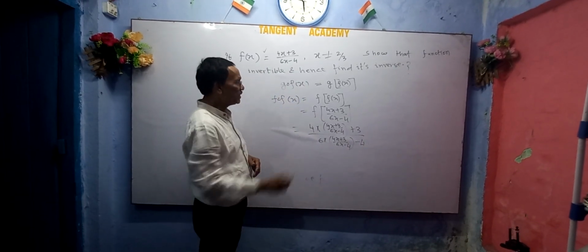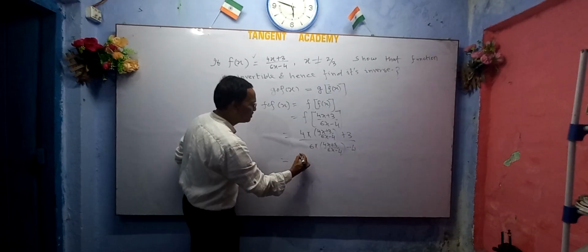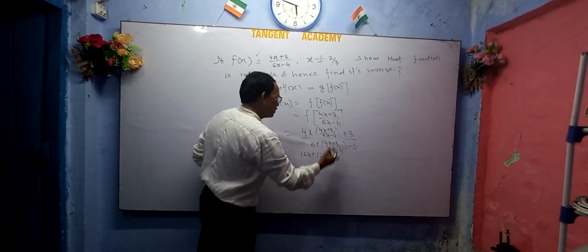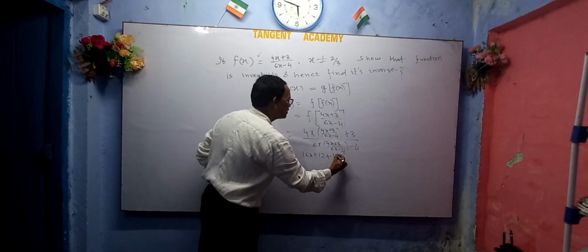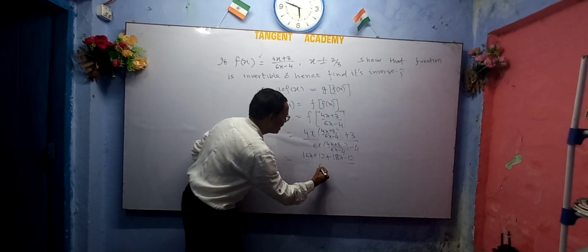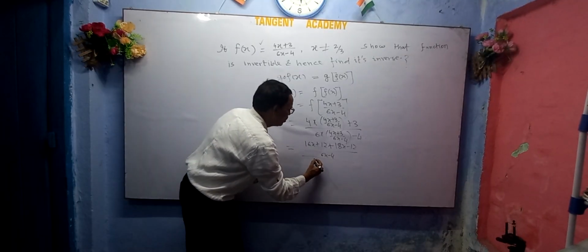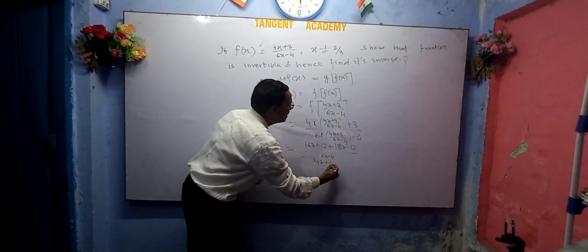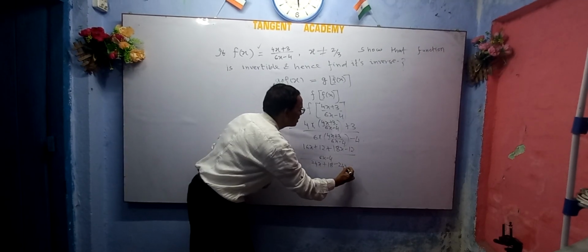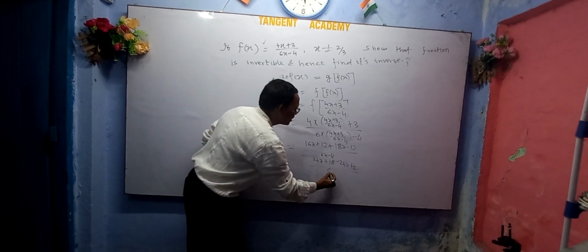After simplification, let us go through it. This will be written as (16x plus 12 plus 18x minus 12) divided by (6x minus 4), divided by (24x plus 18 minus 24x plus 16) divided by (6x minus 4).